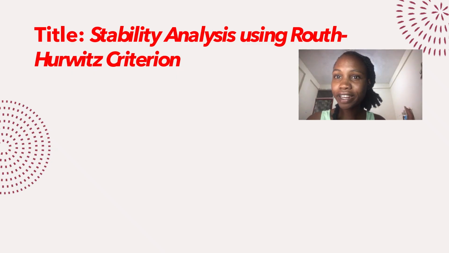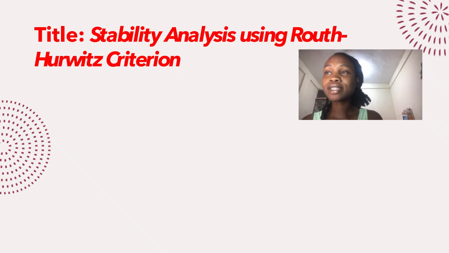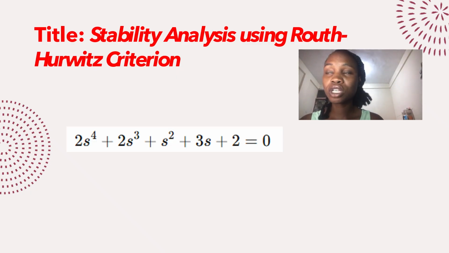Hello everyone. So today we are going to solve this equation using the Routh-Hurwitz criterion. We've been given this characteristic equation, which is 2s^4 + 2s^3 + s^2 + 3s + 2 = 0. Our goal here is to check whether the system is stable without solving for the roots directly.